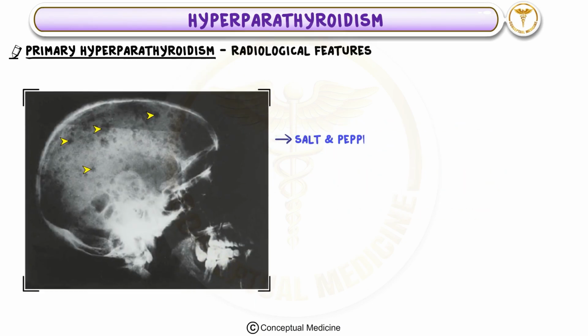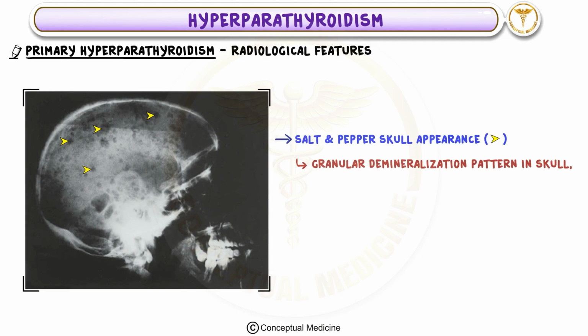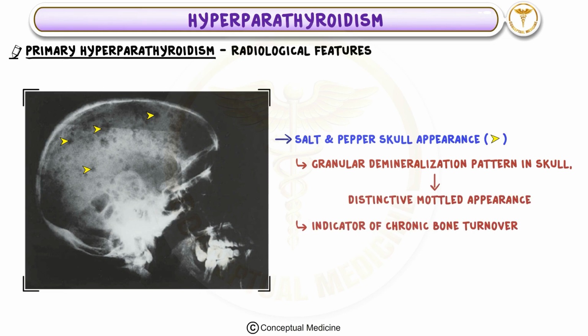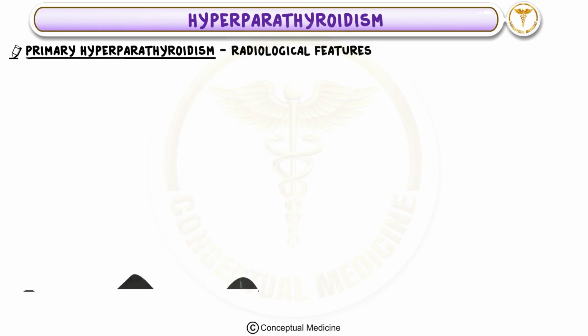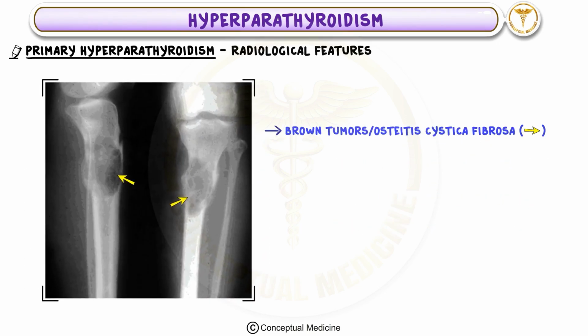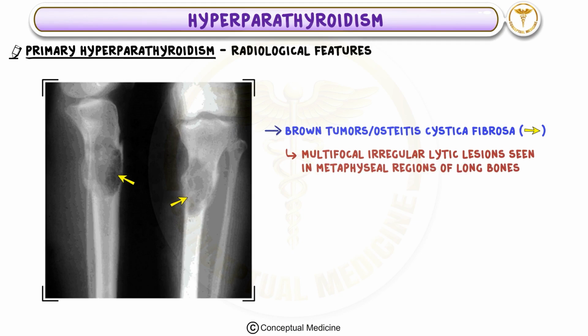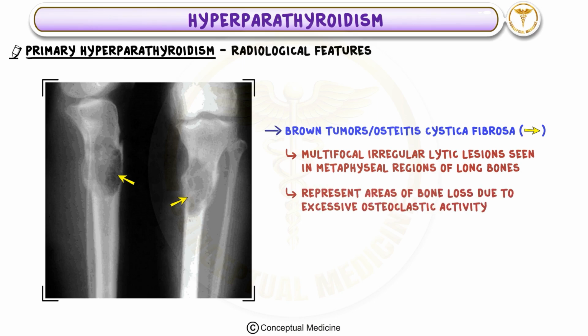2. Salt and pepper skull appearance. This describes a granular demineralization pattern in the skull, giving it a distinctive mottled appearance. It's an important indicator of chronic bone turnover. 3. Brown tumors or osteitis cystica fibrosa. These are multifocal irregular lytic lesions, typically seen in the metaphyseal regions of long bones. They represent areas of bone loss due to excessive osteoclastic activity.